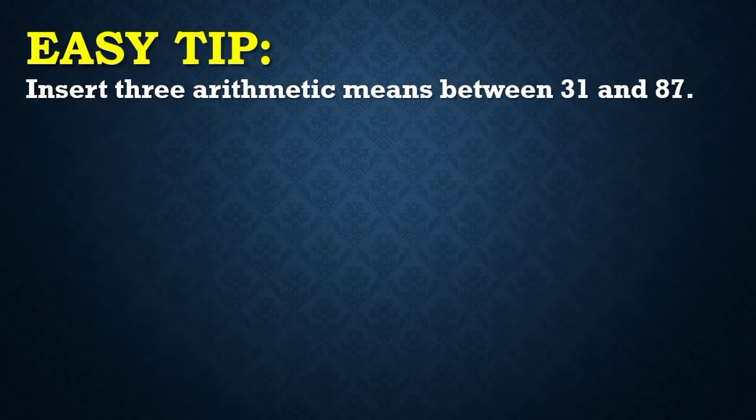Okay, so bibigyan ko kayo ng easy tip bago matapos tong video na to kung paano mas mabilis na masagot yung arithmetic means problem. Okay, so ang gagawin lang natin dito, para hindi naman siya iba dun sa formula. Kumbaga, shortcut lang. Okay? So, insert 3 arithmetic means between 31 and 87. So, ang gagawin natin dito, 31, lista natin yung 3 arithmetic means, and then 87. So, ang gagawin natin dito, diretso na agad tayo dun sa D.